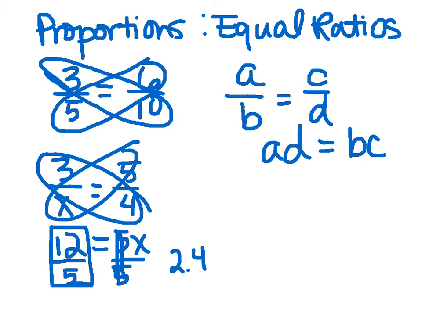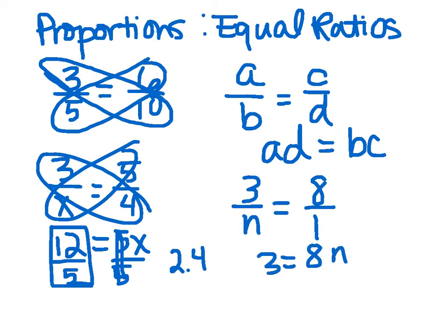Here's one that's slightly harder. This is example 1. It's slightly harder only in that if 3 over n is equal to 8, in order to do this, we need to put in a 1 here so that we have something to cross multiply. So we know that 3 is equal to 8n, making n equal to 3/8.